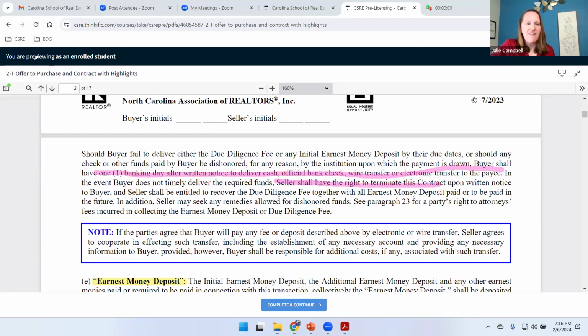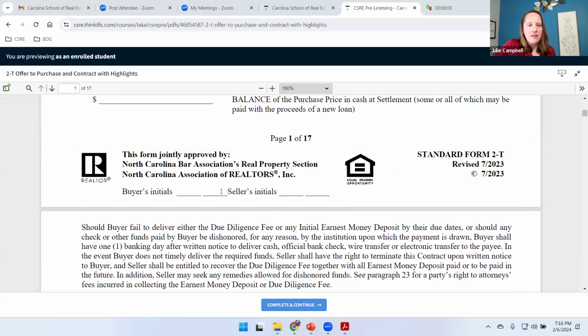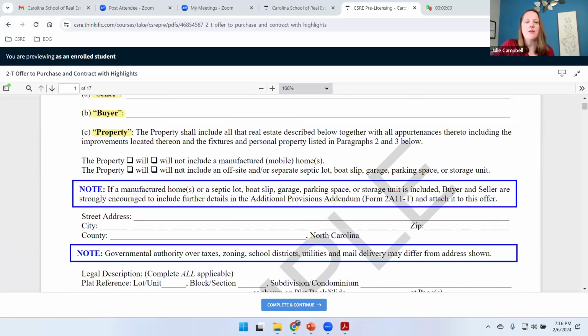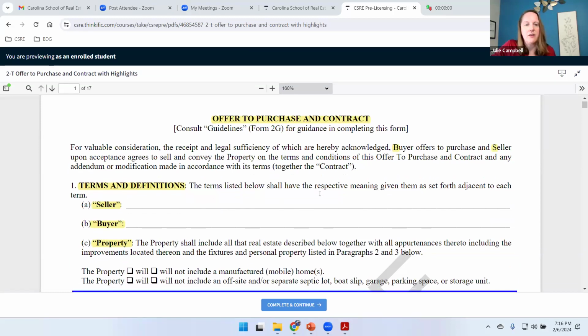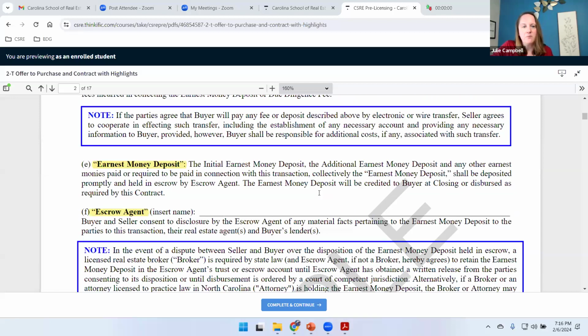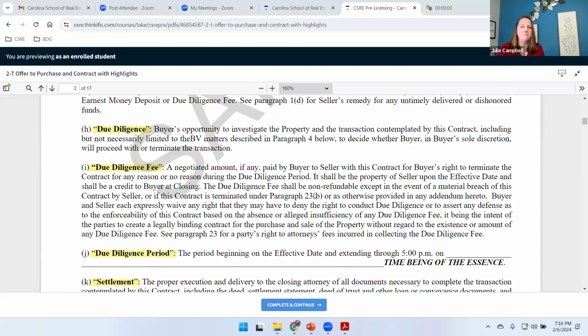Questions? First 2.5 pages, we just defined things. Again, I think you guys should look through the whole thing, but if you're not going to do anything else with it, I've encouraged you to focus on terms and definitions, especially the due diligence, earnest money.